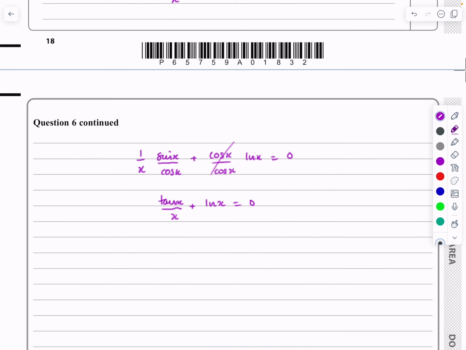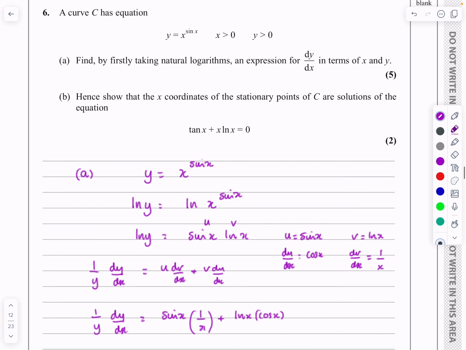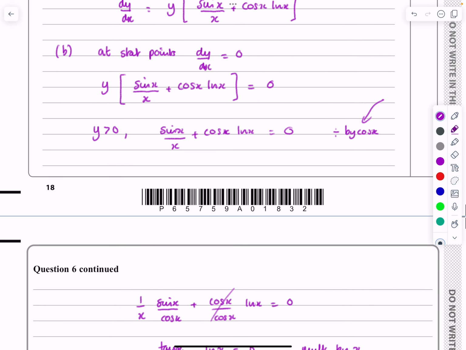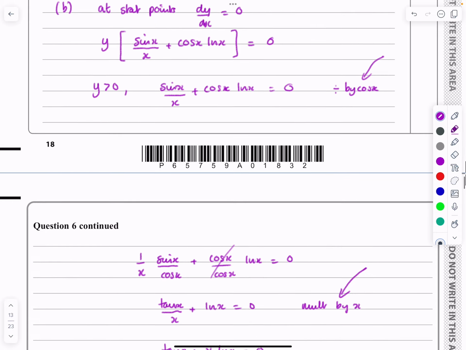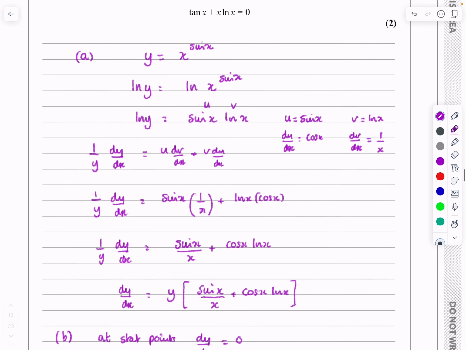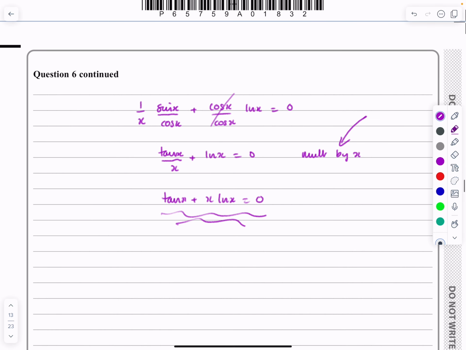When I look at the answer, okay, yeah, now multiply everything by x, and again, you can do that, x is not equal to 0. So multiply by x all the way through, and I'm going to get tan x plus x log x equals 0. And that's actually what we wanted there. So there were two steps that we did, dividing by cos x and multiplying by x. Both of those we could do because we knew that x was greater than 0 and y was greater than 0. So there's no problem to do either of those two things.